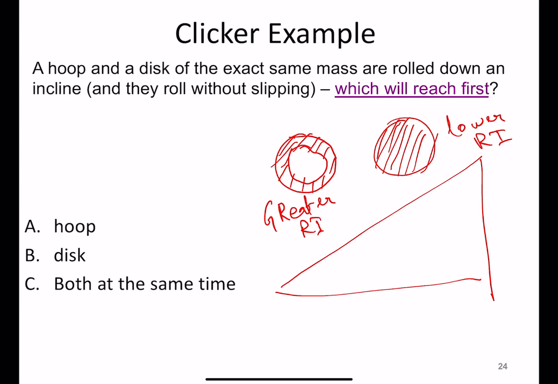Okay, and once again, this should be fairly clear to you now, but why does the hoop have a greater rotational inertia? Because of the simple rule that more mass away from the axis of rotation gives you a greater rotational inertia. For the case of the hoop, most of the mass is located away from the axis of rotation. So if you imagine evaluating this sum, summation m_i r_i squared, this will give you a larger answer for the hoop than it does for the disc.